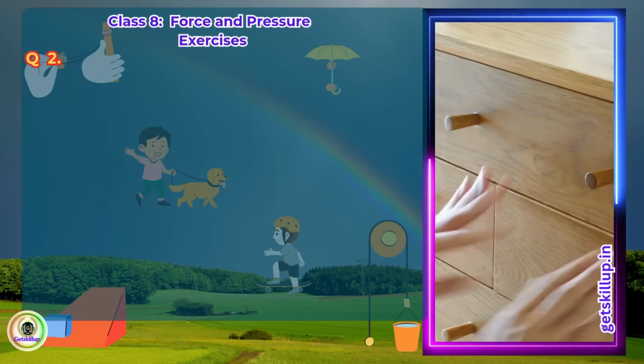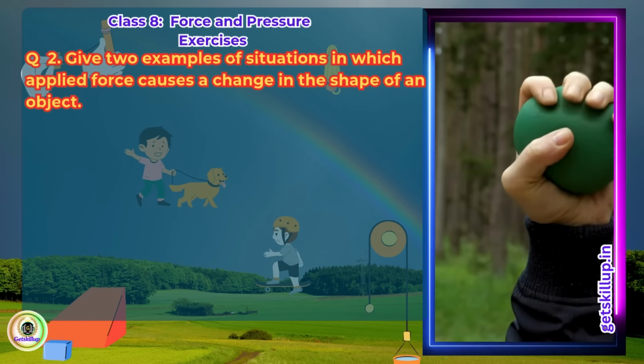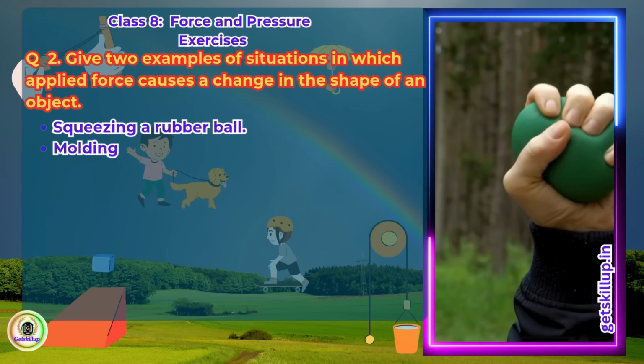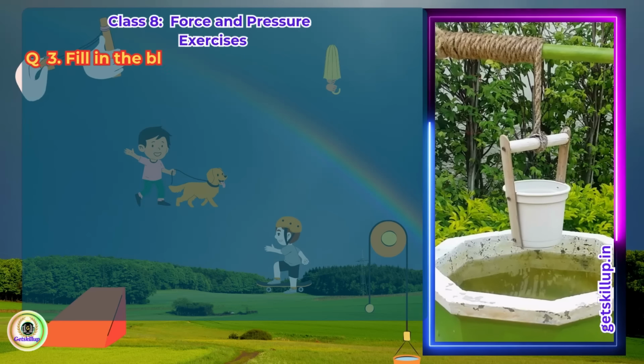Question 2. Give 2 examples of situations in which applied force causes a change in the shape of an object. Answer. Squeezing a rubber ball. Molding clay into different shapes. Question 3. Fill in the blanks in the following statements.